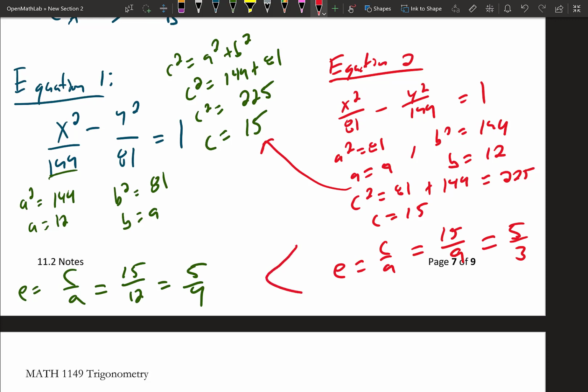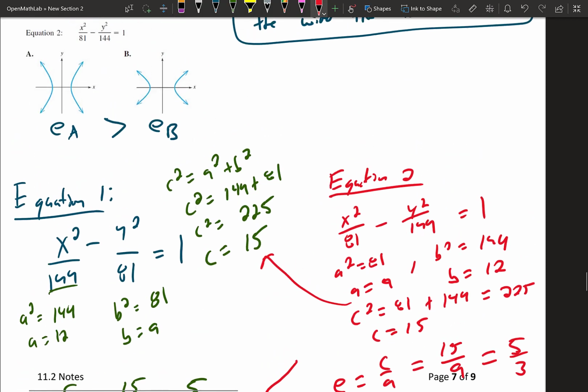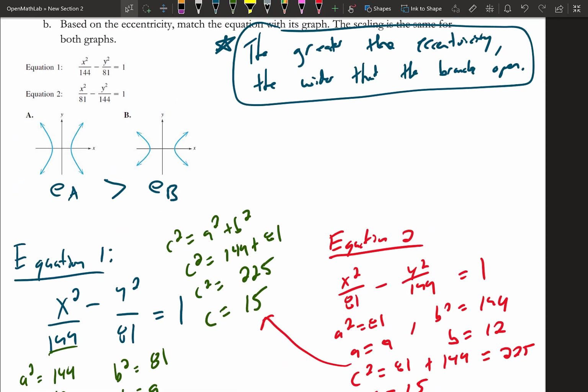And the eccentricity for equation 2 is greater than the eccentricity for equation 1. So what that tells me is that this one is equation number 2, and this one is equation number 1. In other words, equation 1 goes with graph B, and equation 2 goes with graph A.